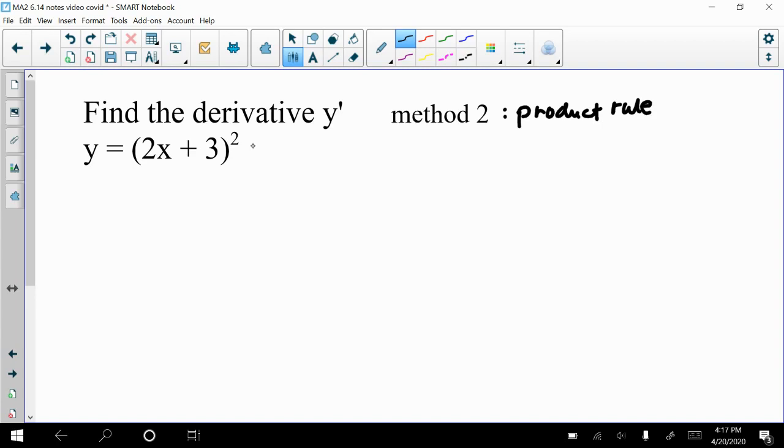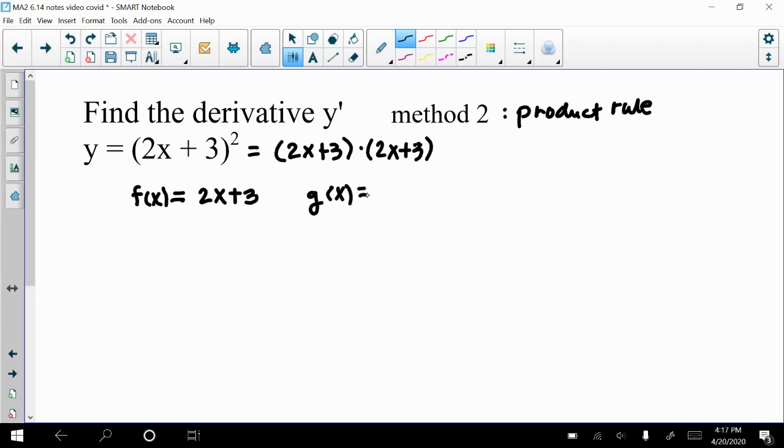So the product rule, meaning that this is actually the same thing as 2x plus 3 times the quantity 2x plus 3, right? So that's two functions multiplied by each other. Just so happens those two functions seem identical, but the product rule will work. So if we're going to use the product rule, we separate our functions out into the two functions that are multiplied. So I'm going to let f of x be 2x plus 3, and g of x would also be 2x plus 3.